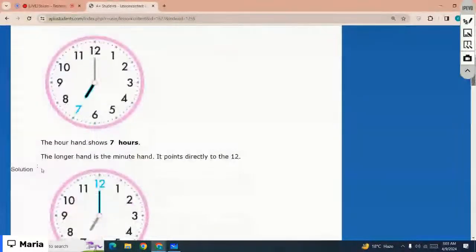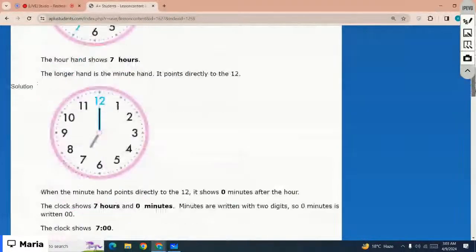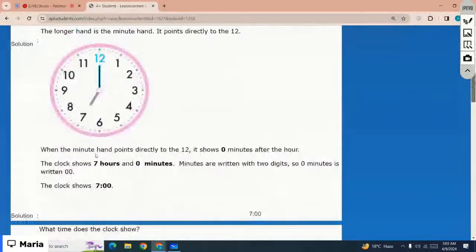The longer hand is the minute hand. It points directly to the 12, right? When the minute hand points directly to 12, it shows 0 minutes after the hour, right? So you can say the clock shows 7 hours and 0 minutes. Minutes are written with two digits, so 0 minutes is written as 00. The clock shows 7:00, which means it's 7 o'clock, right?